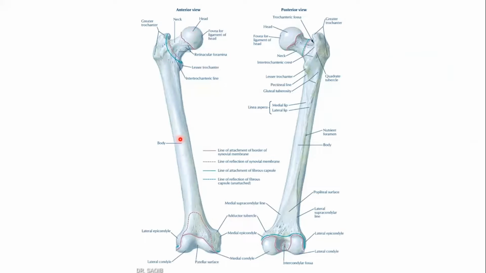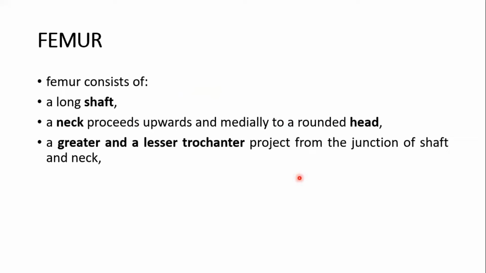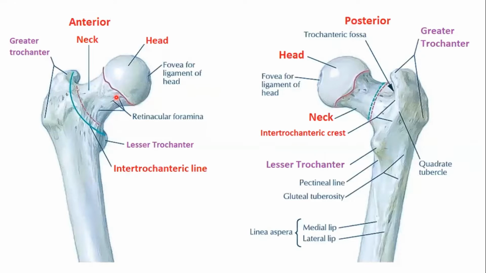And this is a complete picture of the femur, right? This is anteriorly, and this is posteriorly. So femur consists of a long shaft. A neck proceeds upwards and medially to a rounded head, and a greater and a lesser trochanter project from the junction of shaft and neck. Here you could see this is the head. This is the head of the femur, right? And you could see anteriorly this head as well.